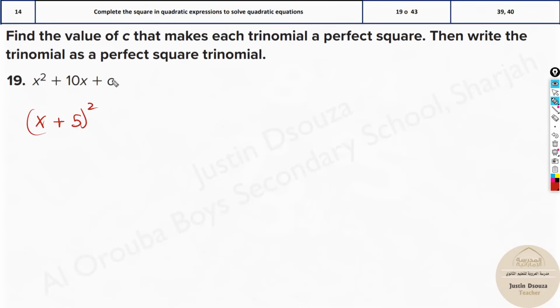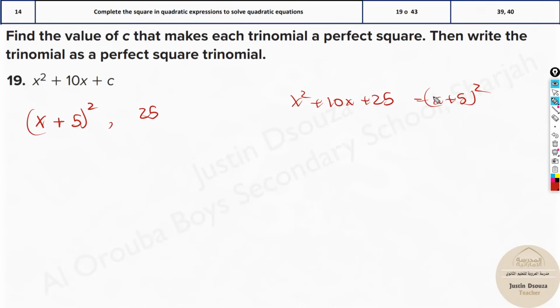And now what should have been the c value? That is the square of this, isn't it? So square it up, it will be 25. So the c value is 25 basically. So this is the answer. This is the perfect square trinomial and this is 25. If you had x squared plus 10x plus 25, this is equal to x plus 5 the whole square.